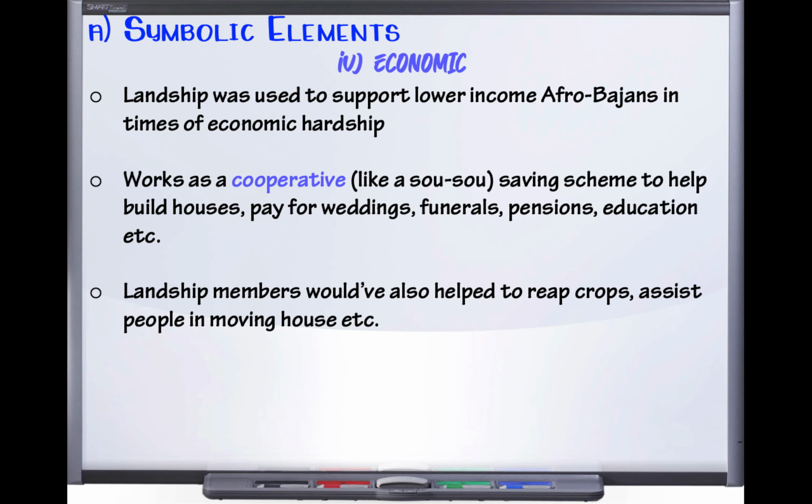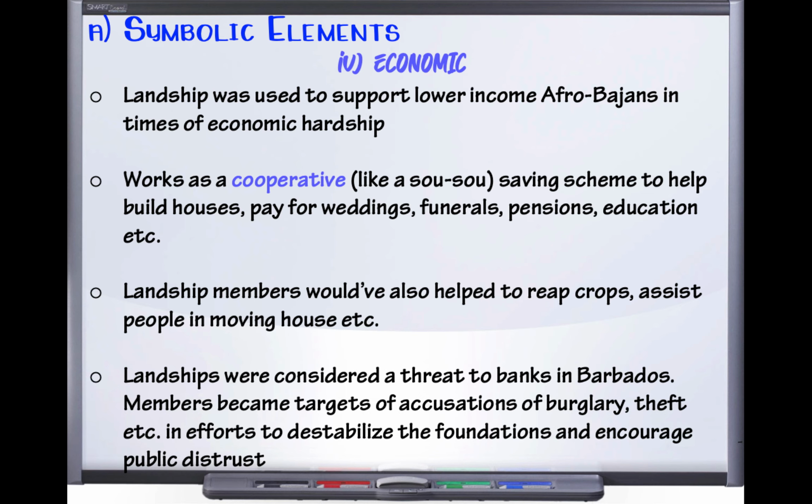And also in addition to being about money, the landship also provided community services to the fellow members or to the community. So they would come together to save you having to spend money on things like hiring a truck to move if you're moving from one house to another, or reaping crops and things like that. And it was actually so economically beneficial to these people that this just speaks to the brilliance of black cultures. It was so effective that the banks in Barbados felt very threatened by the existence of the landship. So the authorities actually many times tried to make them look bad so that people wouldn't have trust in them and would come instead to institutions like the bank.